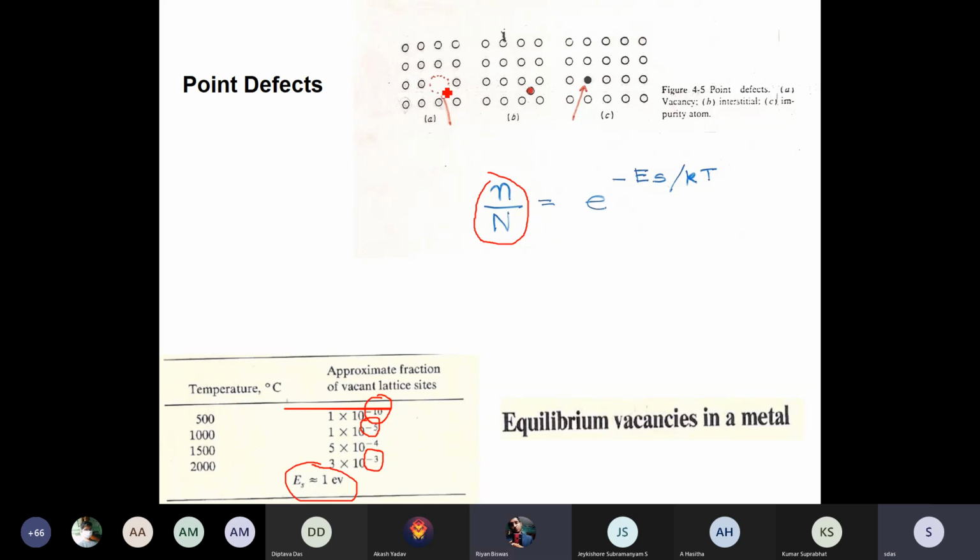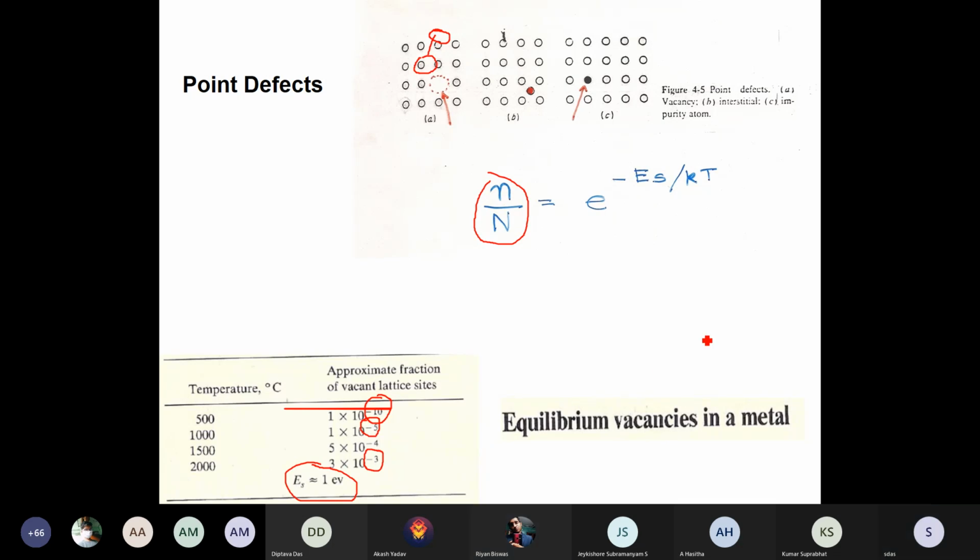Es is the energy required to move a single atom from the interior of a crystal to its surface. If I have an atom here, in the interior of a crystal, the energy required to move it out and put it on the top surface, this is Es. Clear?